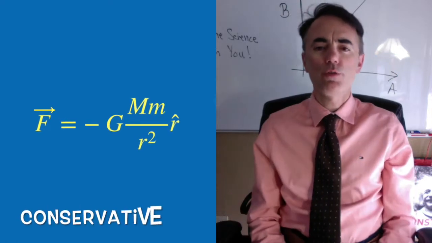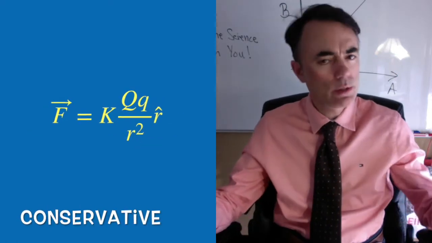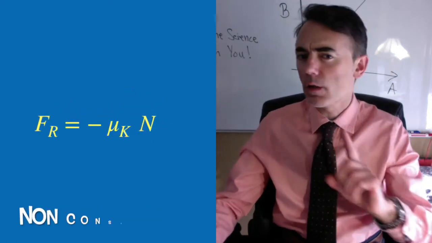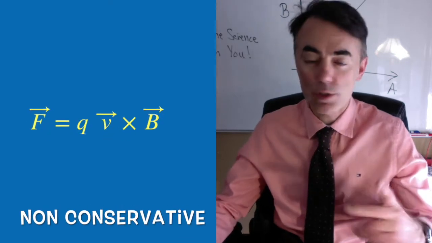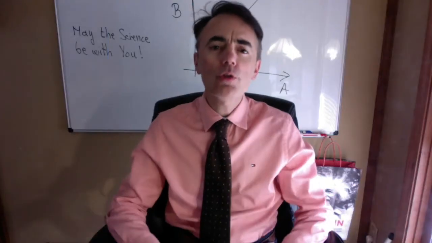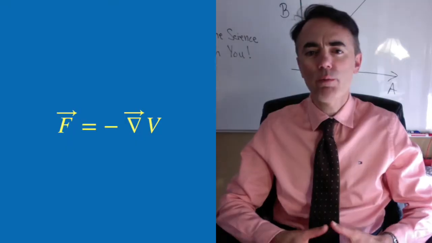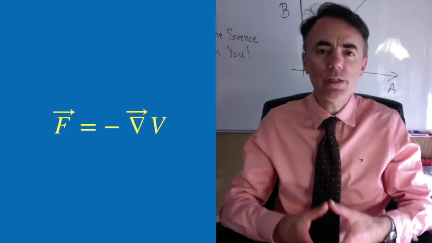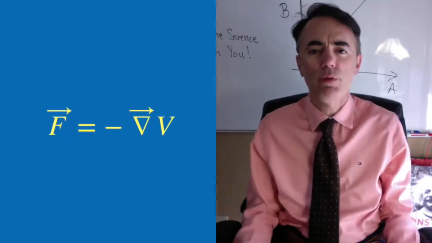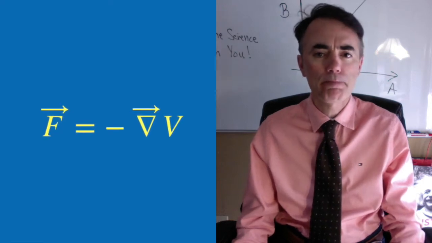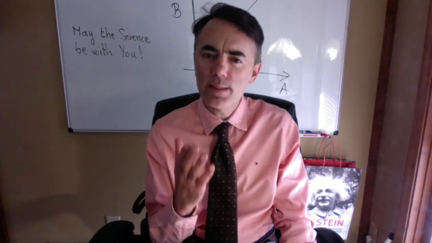Gravitational force is also conservative. Coulomb's force is also conservative. Friction is not conservative. Lorentz force is not conservative. All conservative forces can be derived from potential energy, and this equation expresses the relation between force and potential energy. The force always points in the negative direction of the gradient of the potential energy.